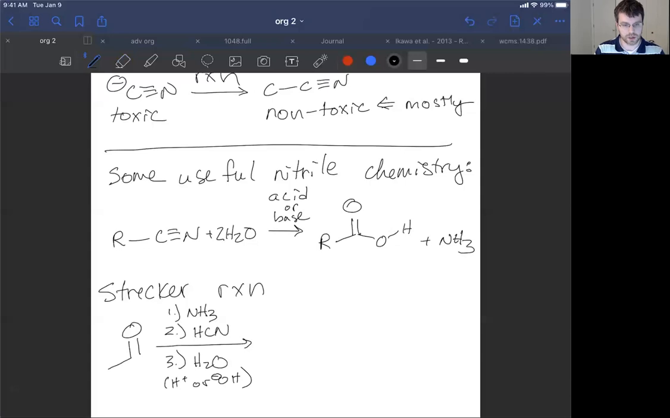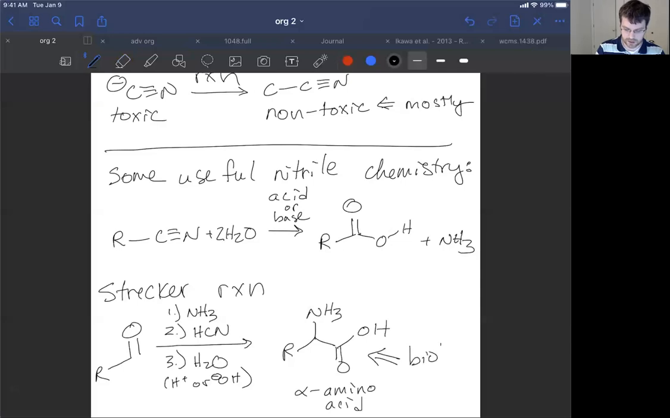Okay, now why would we want to do that? Well, if we do all of this, and I'm going to make this an R group right here, it turns out that we can get a molecule that looks like this. Now this molecule is an alpha amino acid. And so here we have sort of biology.